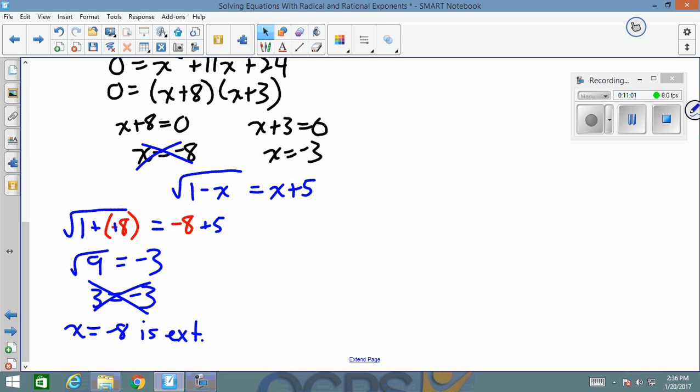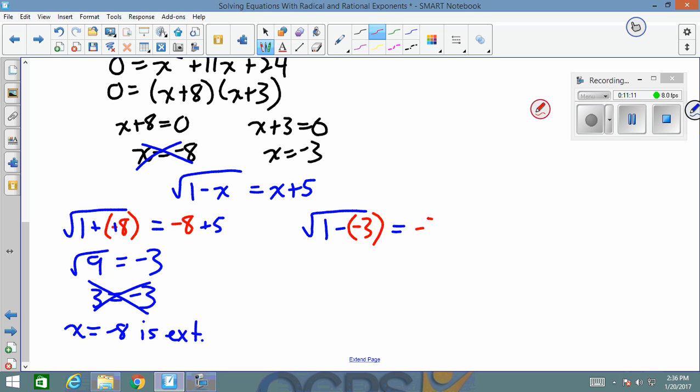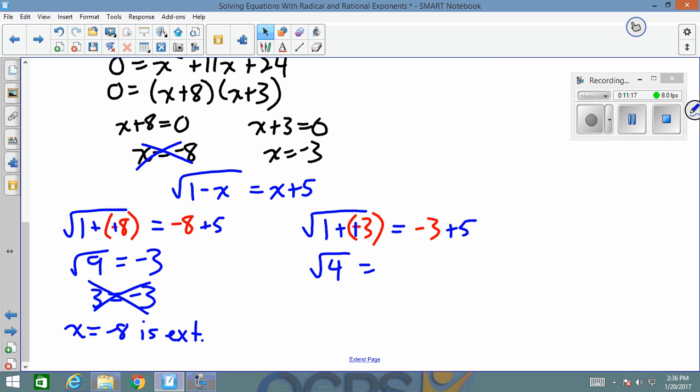Okay, then you can do the same thing with the other one. The square root of 1 minus negative 3 equals negative 3 plus 5. That's going to be square root of 4 equals 2. So 2 equals 2, which works out. So x equals negative 3 is a good solution.